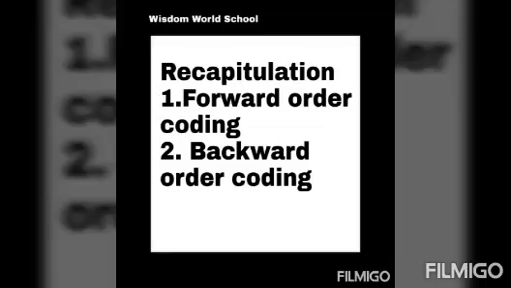Now let's have a quick recapitulation of the topic coding decoding. The first one is forward order coding. If we add something to the letter, it is known as forward order coding, and the second one is backward order coding. If we subtract something from the letter, it is known as backward order coding.